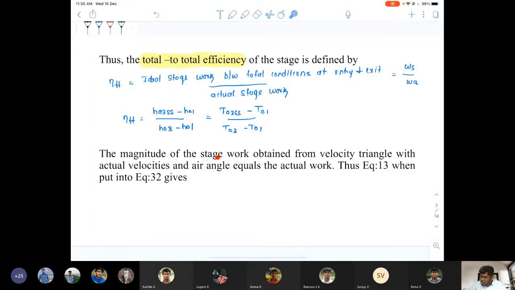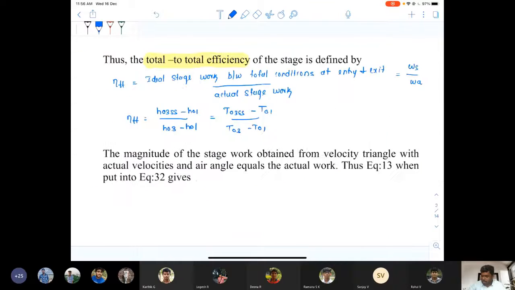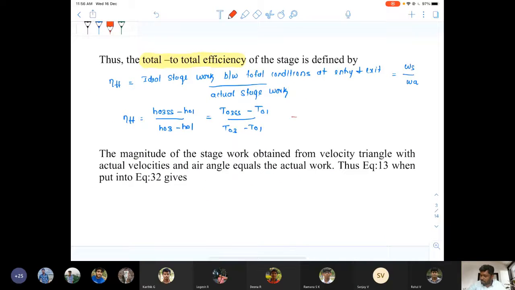Now, the magnitude of the stage work obtained from the velocity triangle with actual velocities and the air angles is equal to the actual work. When we discussed the stage velocity triangle, we came across these parameters, the actual velocities C1, C2, U1, U2 and W1, W2, and the corresponding air angles alpha 1, alpha 2, beta 1, beta 2, which define the actual work. Thus, equation 30 is put into equation 32, and consider this as equation number 33.